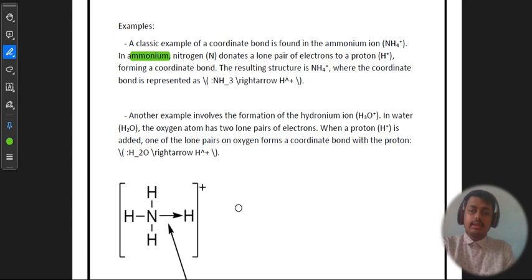We know nitrogen has 5 electrons in its outermost shell. 3 electrons are involved with the hydrogen atoms, so there are 3 atoms involved. So now there are 2 electrons left. These 2 electrons are transferred from nitrogen to the hydrogen proton, basically H+, forming the NH4+ ion with a coordinate bond.